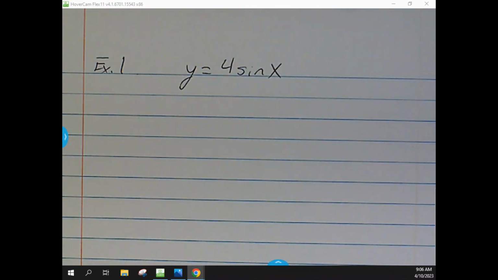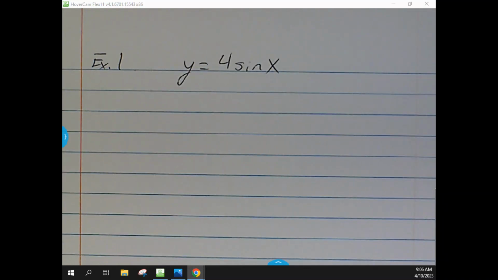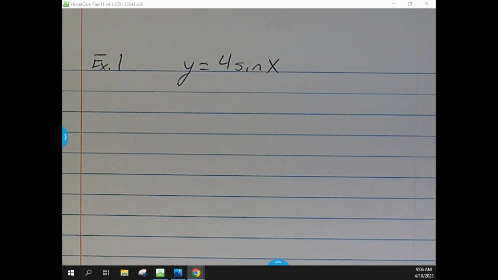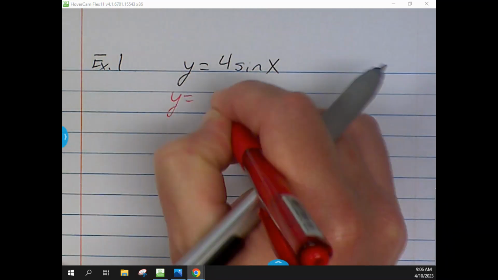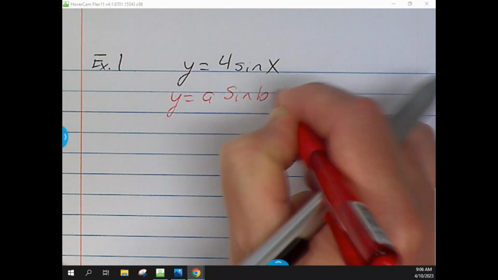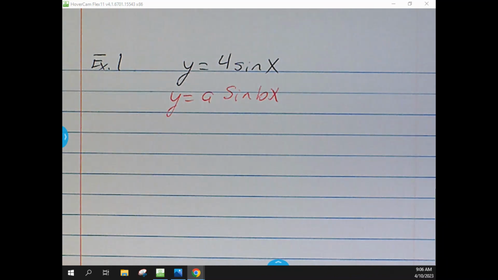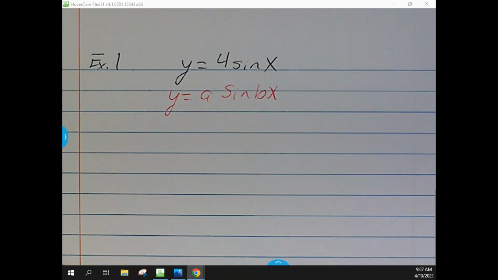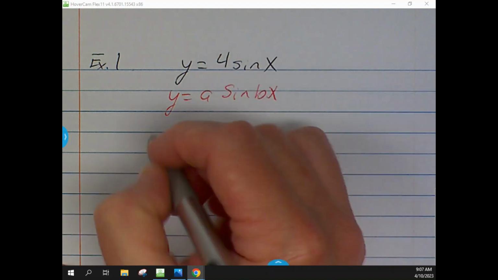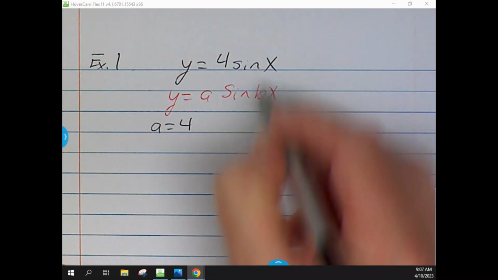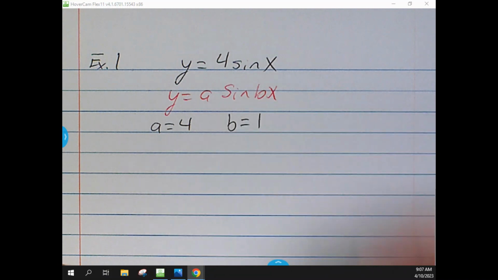All right, so let's go with y equals 4 times sine of x. Again, the very first thing you want to do is use that formula to help you figure out what the a and b values are going to be. From there, it's usually pretty easy to figure out. Your a value is 4, and your b value in this case is 1.